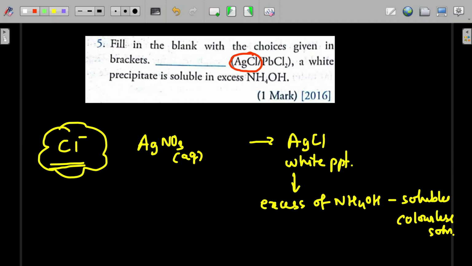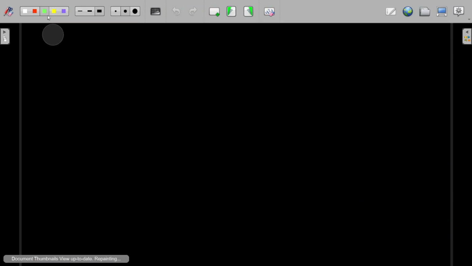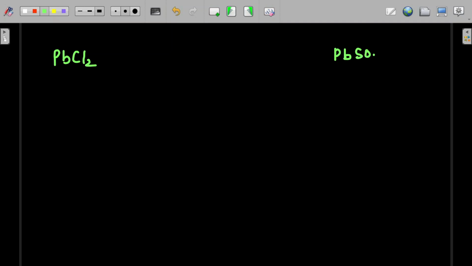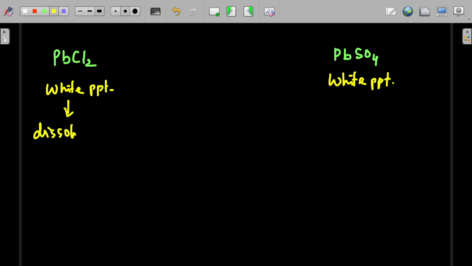PbCl2, again that also I will explain here. Let me take a different slide for that. PbCl2 and PbSO4, yesterday we have seen both of them are precipitates. This is a white PPT, this is also a white PPT. Now, how do we distinguish between them? We heat them or we add hot water. So PbCl2 white PPT dissolves on heating, or you can say in hot water.